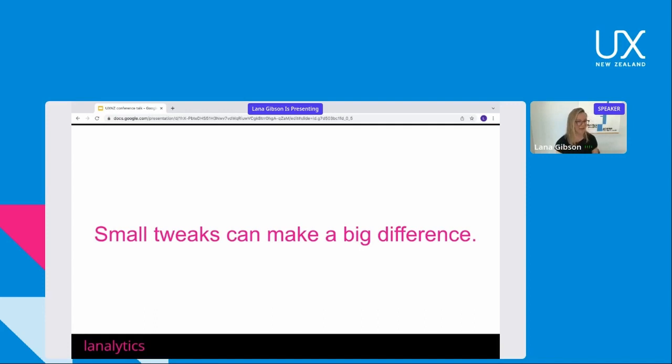Small tweaks can make a big difference. I often see this. Just small things like adding links, or doing one page related to a Google search term, can really get you a lot of traffic or allow people to engage with your site. It can make a big difference.